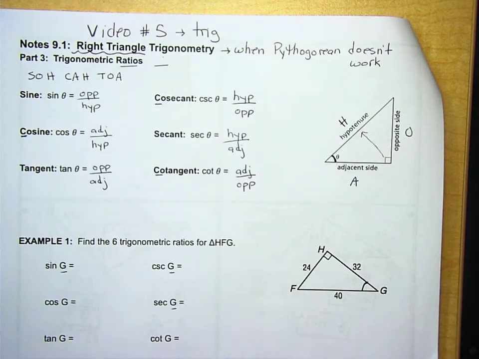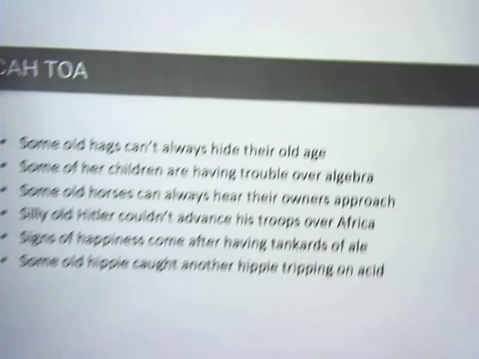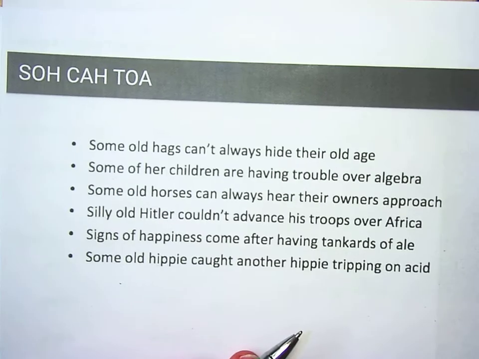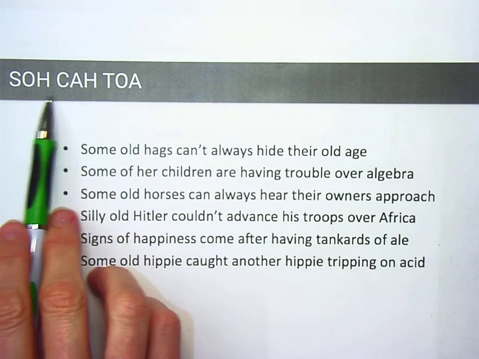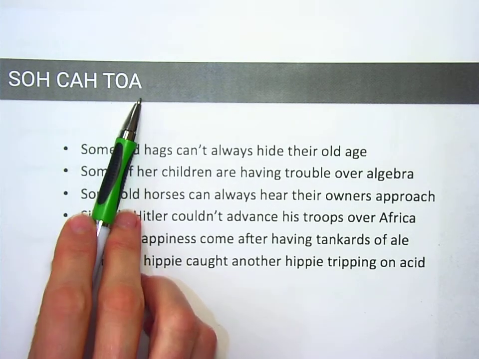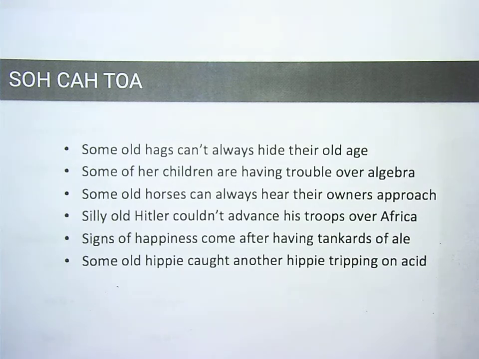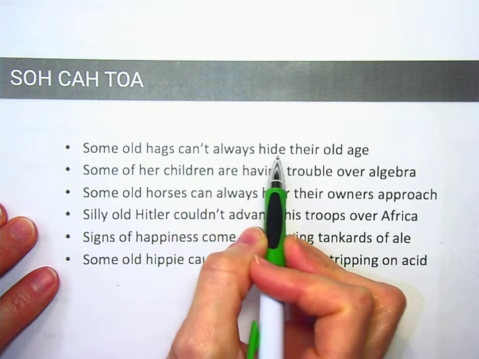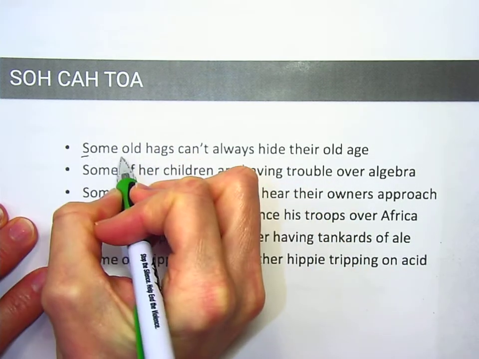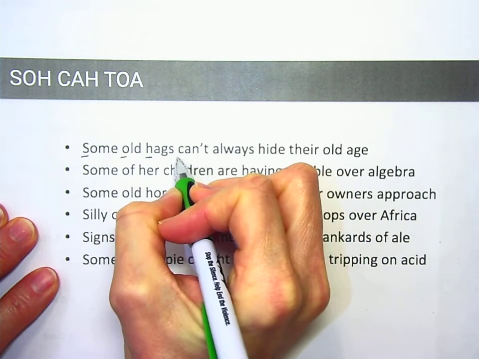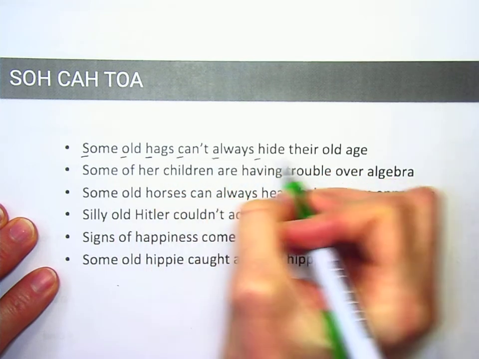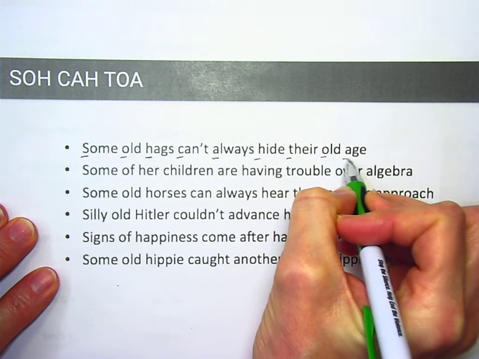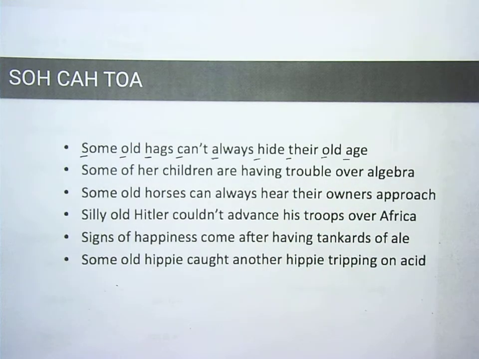Okay? SOHCAHTOA. Now there's some other fun little ways to remember SOHCAHTOA. So here's your SOHCAHTOA here, opposite over hypotenuse, adjacent over hypotenuse, opposite over adjacent. There's some other funny ones to remember it. So if you look at this, saying some old hags can't always hide their age. So there's your sine, opposite over hypotenuse, cosine, adjacent over hypotenuse, TOA, opposite over adjacent. So you can pause the video and take a look at that and find one that you like. Maybe you can use it.